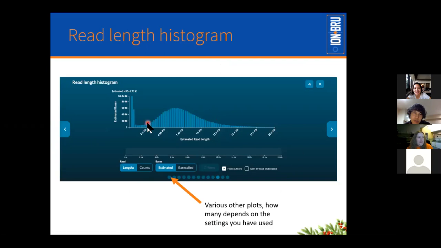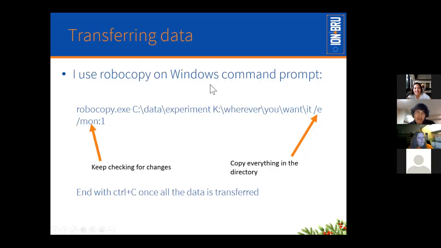You'll also see other things like read length histograms. That's not particularly useful for you because you'll be seeing a nice big 400 base peak just here. But if you're sequencing something else, that can be quite interesting. And there's a lot of other plots as well, depending on what settings you put on. But I won't go through every single one of those.